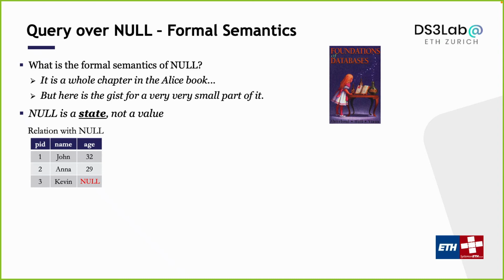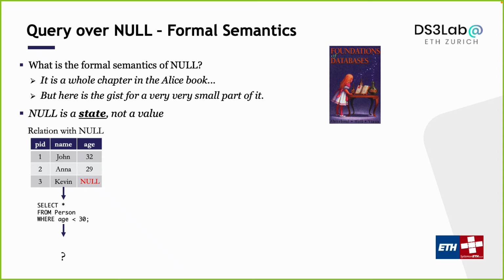For example, you have this relation with 3 people here. For Kevin, we don't know the age. And you query it: select all the persons from this relation where the condition is age is smaller than 30. What would be the answer? What do you want the system to give you as the answer? It's a very deep question, and there are so many different ways you can define it.